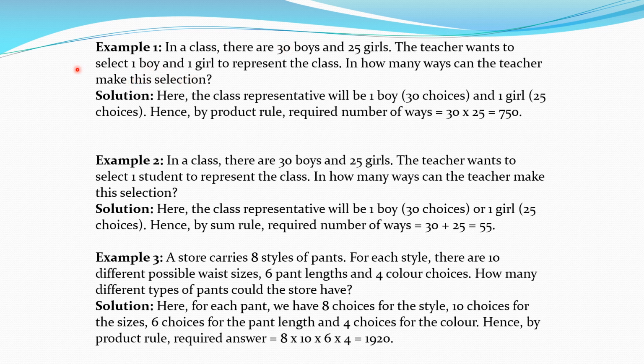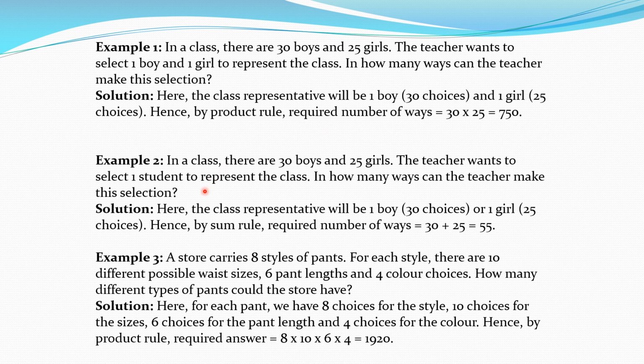So out of 30 boys, teacher will select one boy, and out of 25 girls, teacher will select one girl. It means at a time we are selecting one element from both the sets, from boys set as well as from girls set. This is not either or, but this is and. So we have to use product rule or multiplication principle. So there are 30 boys, one boy we have to select. So there are 30 ways to select one boy, and 25 girls are there, we have to select one girl, so we can do it in 25 ways. So by product rule it is 30 into 25, that is 750.